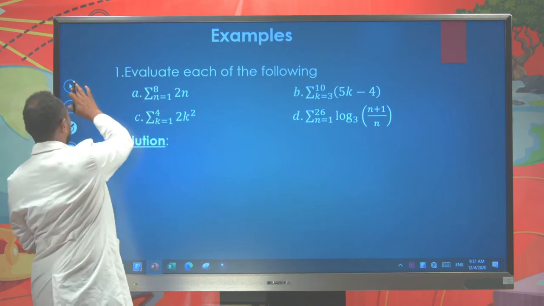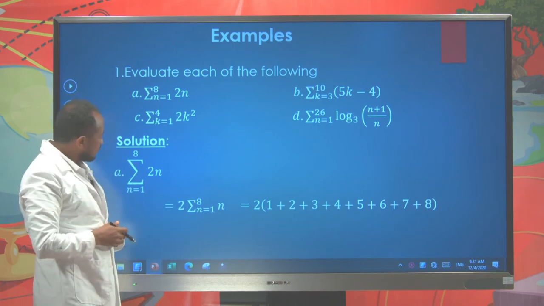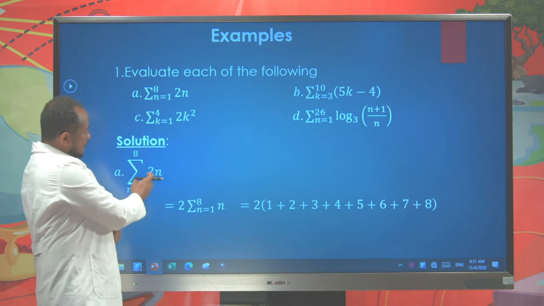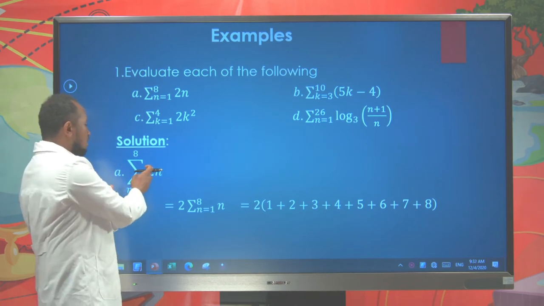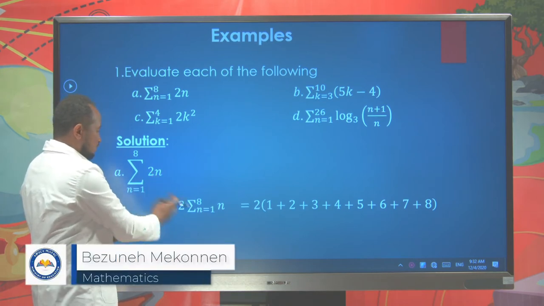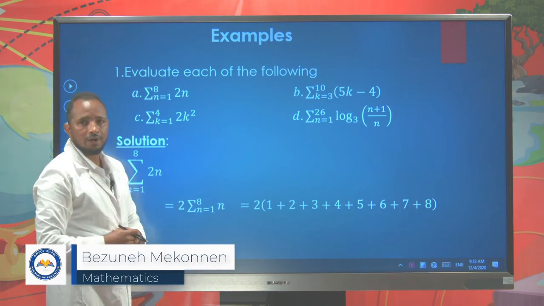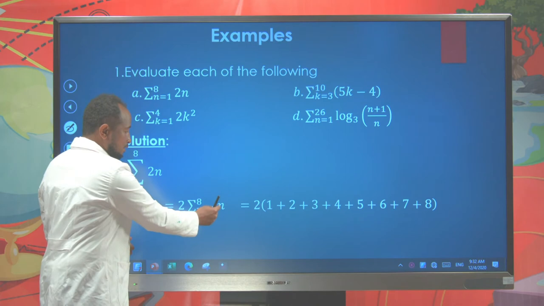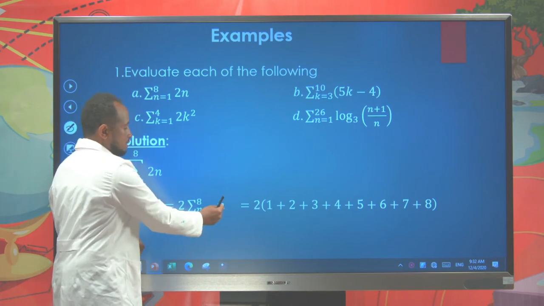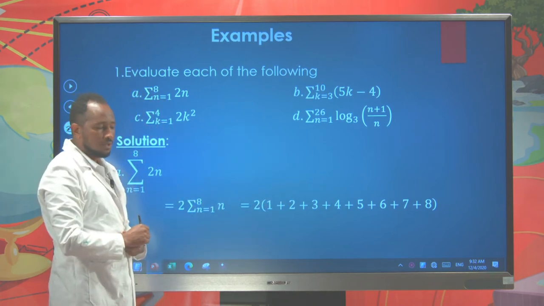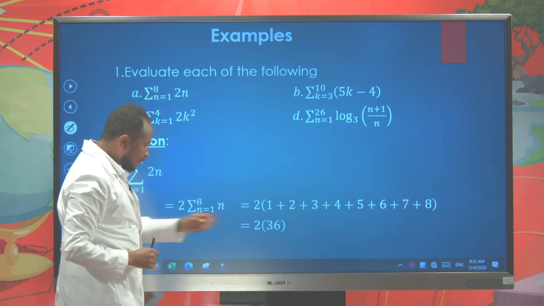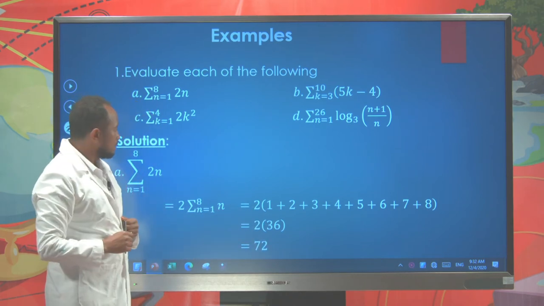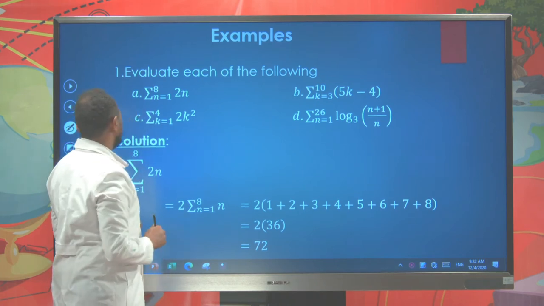Solution for the first one. The summation of 2n, where n starts from 1 up to 8, equals, using the property of summation, you can take the constant outside the summation. So take outside 2, so 2 times the summation of n, where n starts from 1 up to 8. So this is equal to 2 times, put 1 here, just add the terms starting from 1: 1, 2, plus up to 8. When you add this, the sum of these numbers is 36, times 2. So the sum will be 72. This is the answer. Now, let's proceed to the second example, B.